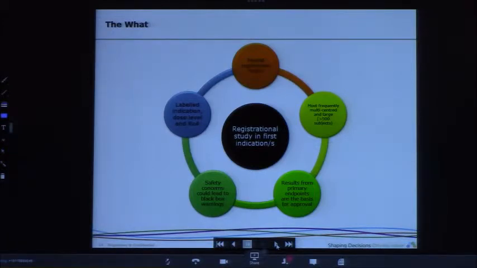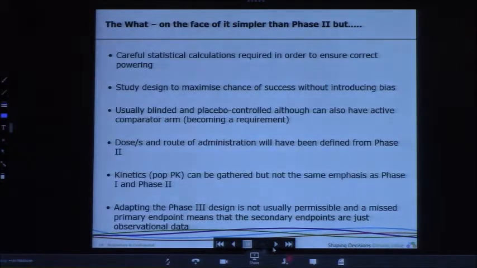The studies will result in your labeled indication, the dose level on the label and the route of administration on the label. So, actually, on the face of it, the phase 3 studies in some respects appear simpler than phase 2, and the reason is that you should by now have a very defined plan, whereas in phase 2 you may still be playing around with things a little bit.